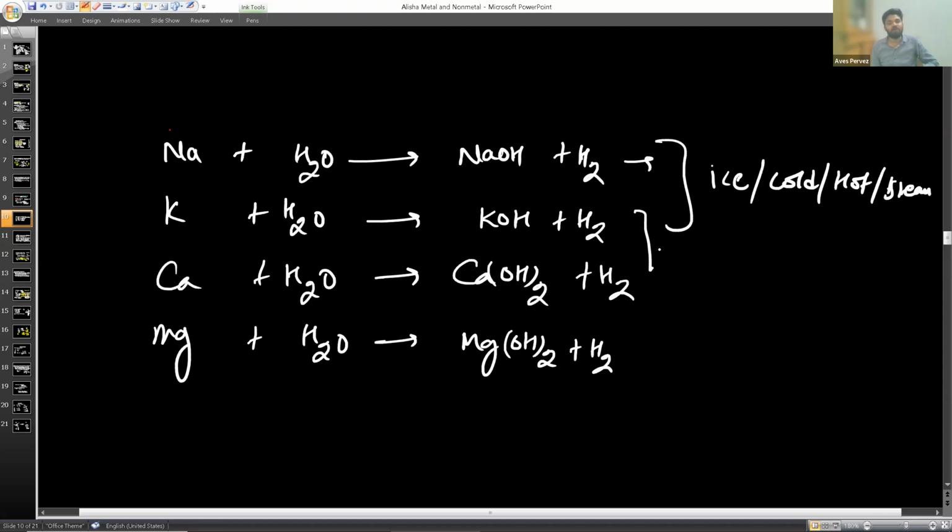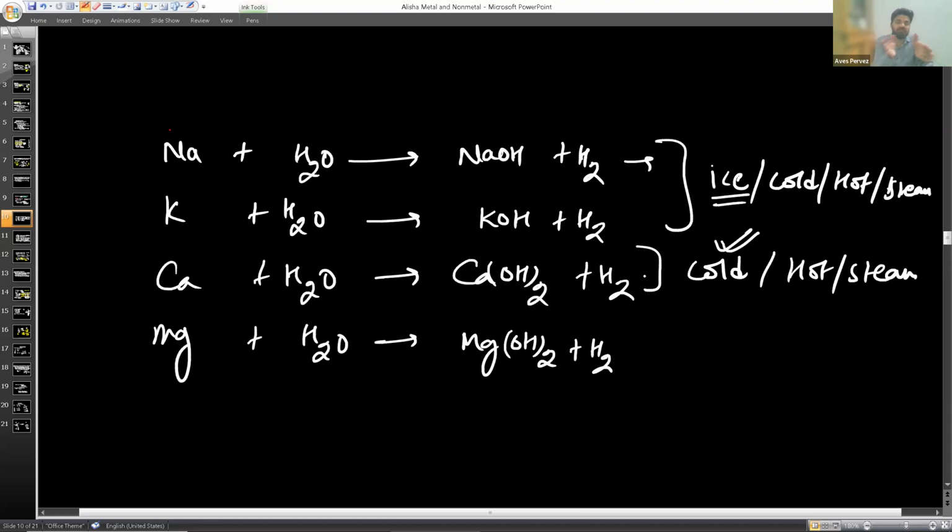But calcium reacts with cold water, but not with ice. So calcium you can understand as a 50 rupee note: it can buy anything lower than 50, but not the product of 100. It means it cannot react with ice. So it can react with cold water, hot water, and steam, but the preference is given to cold water.